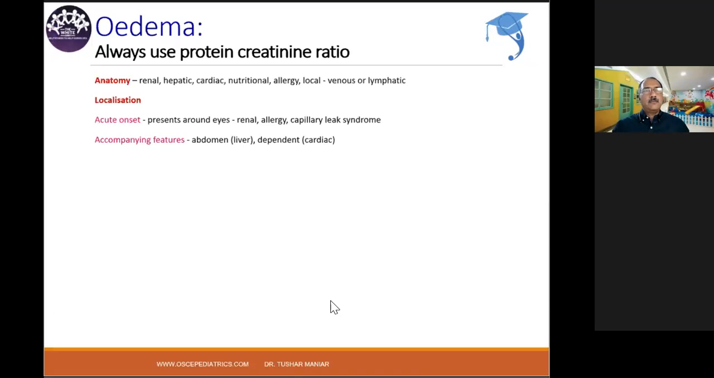Edema starting around the eyes can be seen in renal conditions, in allergic conditions, and sometimes in capillary leak syndromes, where you can have an early phase with only eye involvement. Whereas if you have chronic, dependent edema, then you think more of cardiac edema.